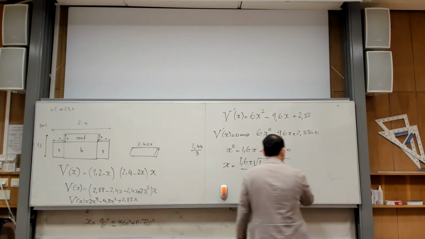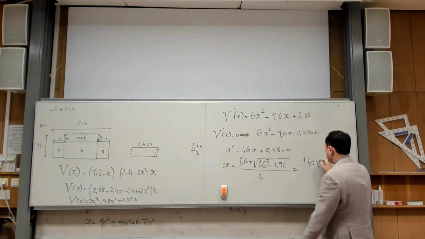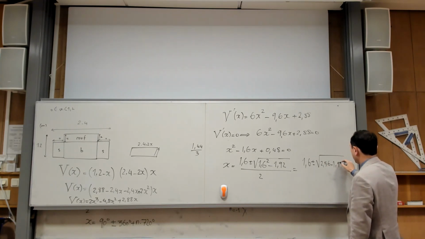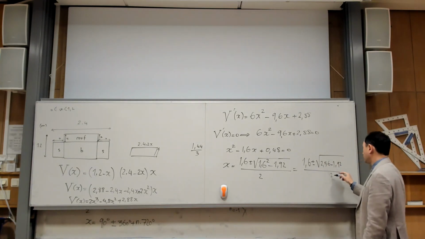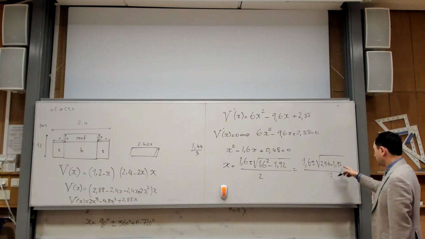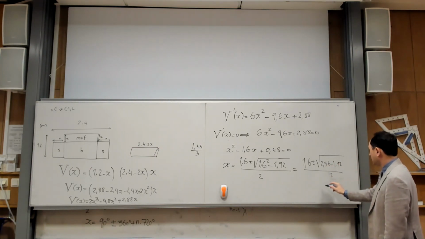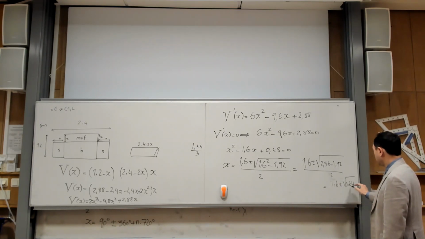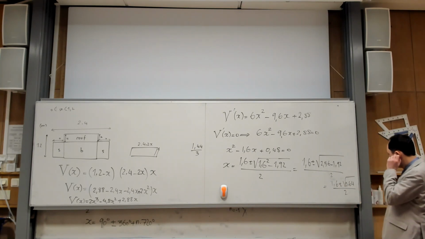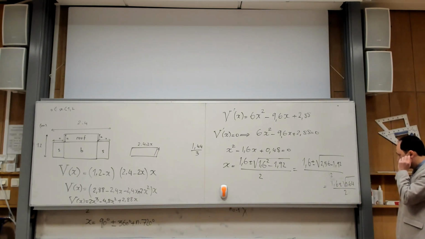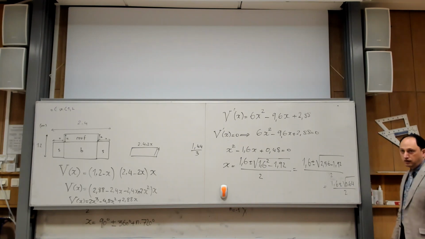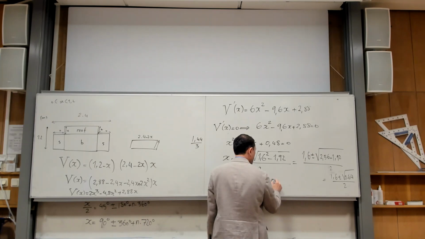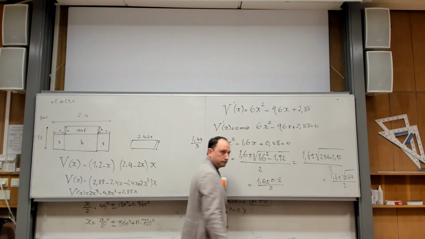But then it becomes 1.6 plus or minus, this number to the power 2 is 2.56, and then minus 1.92, yes? And then divided by 2. So if you subtract them, how much is that? 0.64. Okay, so that's also a good number actually. The square root of 0.64 divided by 2. And this is 0.8 now, yes? So then it becomes 1.6 plus or minus 0.8 divided by 2.